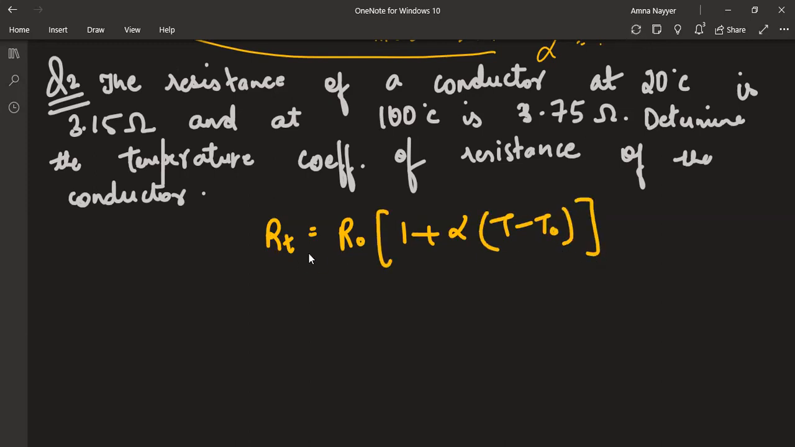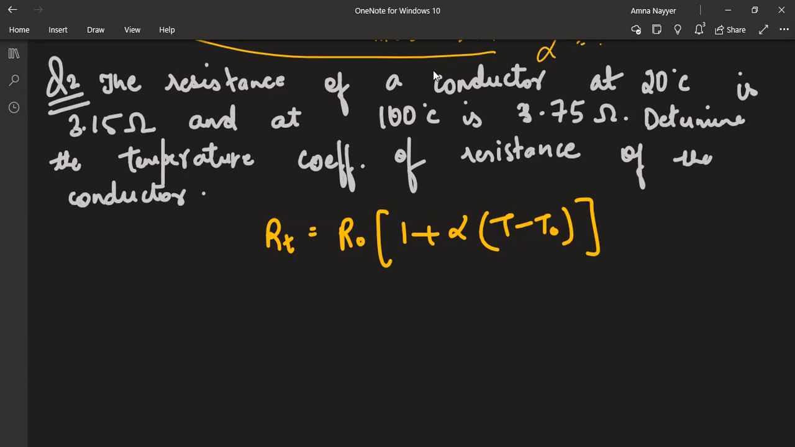R_T is the resistance at any temperature. R naught is the resistance at room temperature. Alpha is the temperature coefficient of resistance. Capital T is the temperature that is given, and T naught is the room temperature.